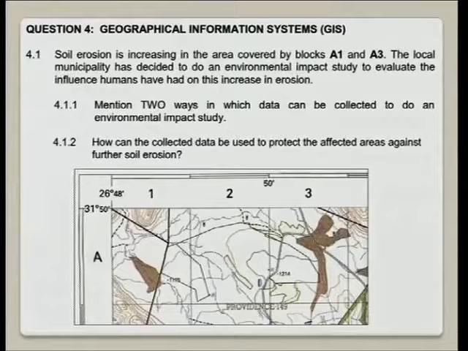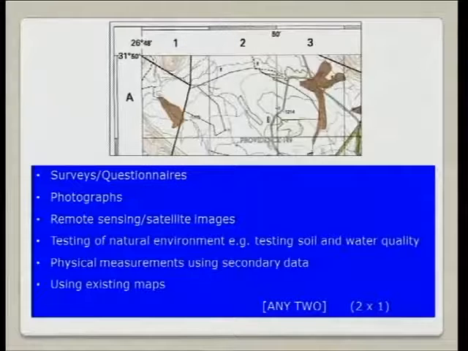Now they ask us, mention 2 ways in which data can be collected to do an environmental impact study. They're not asking you to explain the environmental impact study. They are asking you to name 2 ways in which data can be collected to do an environmental impact study. Then also, how can this data that is now collected be used to protect the affected areas against further soil erosion? Now, first of all, when we look at that, the different data types is surveys and questionnaires.